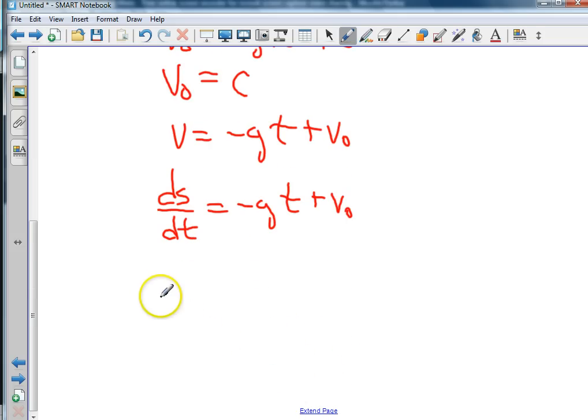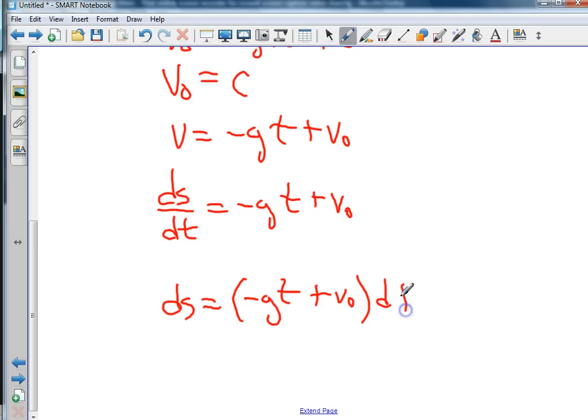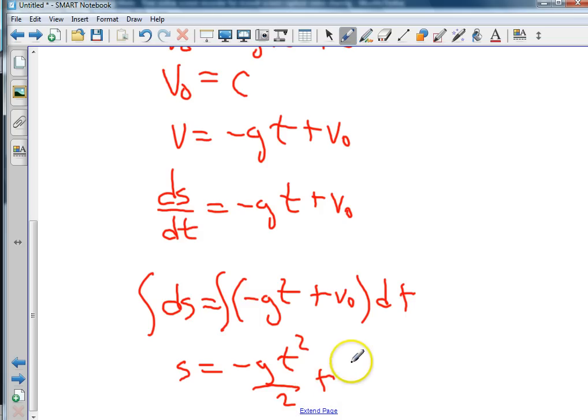So, what now? What do you do to solve this for s as a function of t? So ds is negative gt plus v0 quantity times dt. All right, integrate both sides of this. What do you get? Negative gt squared over 2 plus v0t plus some other constant.